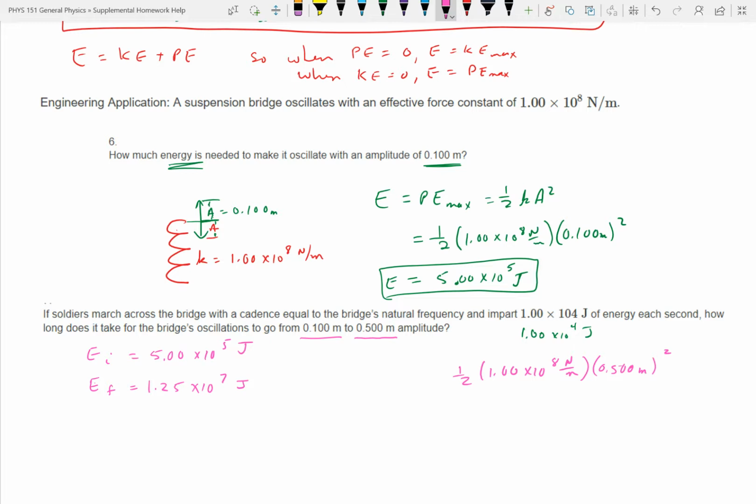Okay. Yeah, I have scientific notation. It takes me forever to count these things. Good thing we double checked it, right? So, what's our change in energy? 1.2 times 10 to the 7. Yes.